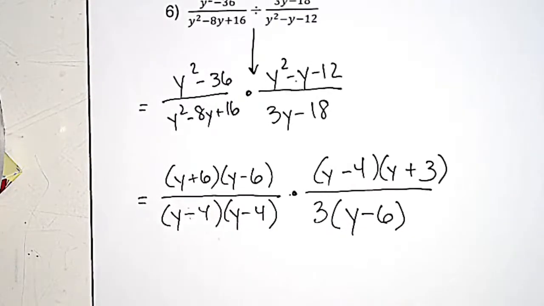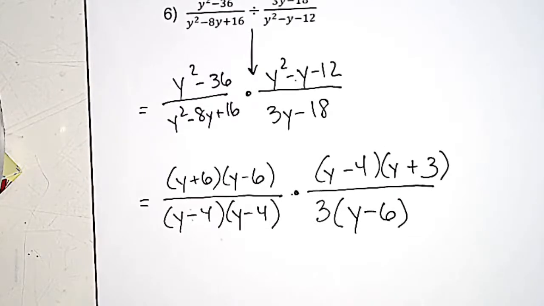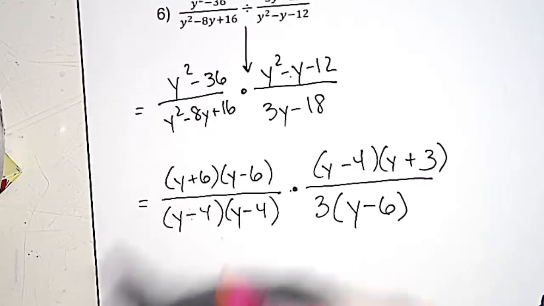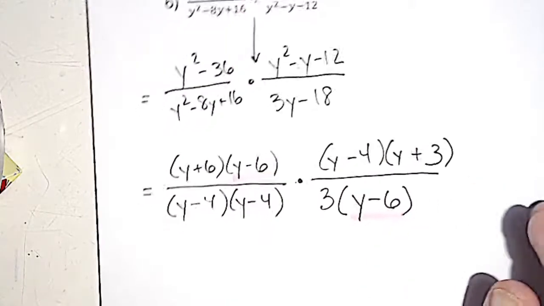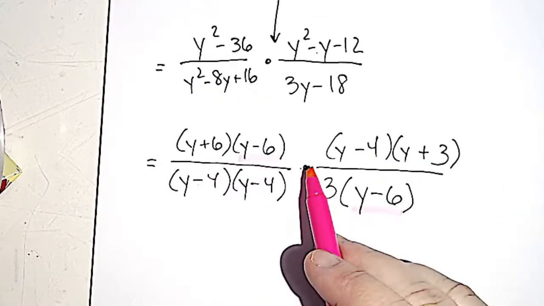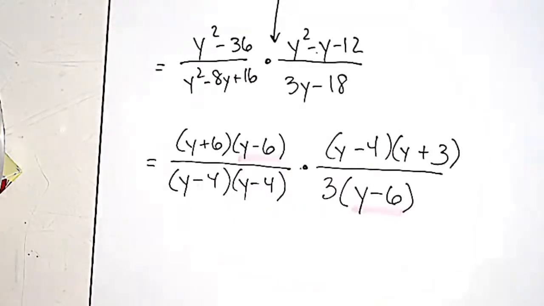Okay. So let me pull out some colors here because we're going to need them. So for example, I've got a y minus 6 right here, a y minus 6 down there. As long as I'm multiplying, I'm allowed to cancel things top to bottom.